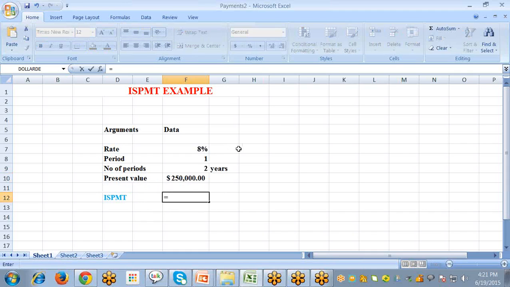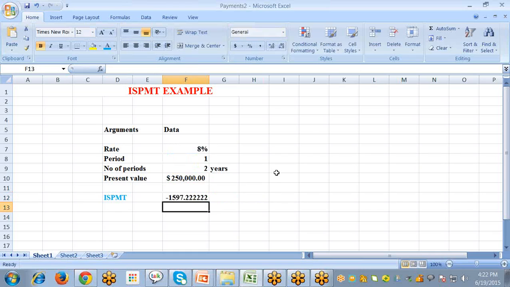Just select the cell, type an equal sign, type the function ISPMT, and pass the references for all the arguments. The first one is the rate, which is 8%, and I divide the interest rate by 12 because we are calculating for monthly payments. Then comma, the period; I am calculating for the first month. Then comma, the number of periods, which is 2 years, and since we are calculating monthly payments, we have to convert it into months, so I multiply it by 12. Then comma, the present value, and then close the parenthesis.